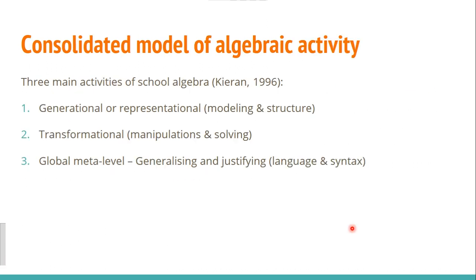Carolyn Kieran consolidated these aspects into three main activities, which are generational or representational, where we form expressions and equations involving variables to model a problem situation. Transformational, where we manipulate these representations to solve problems or prove a conjecture. And thirdly, the global meta level, where we generalize or justify through the use of language and syntax.